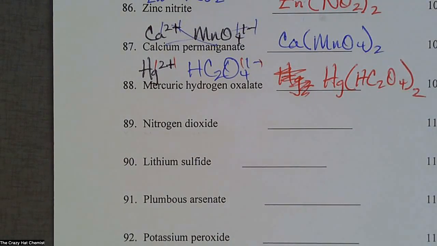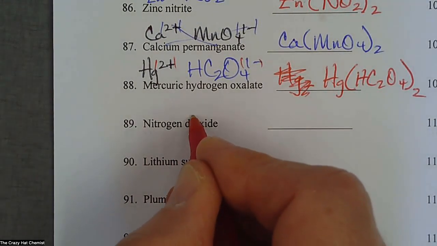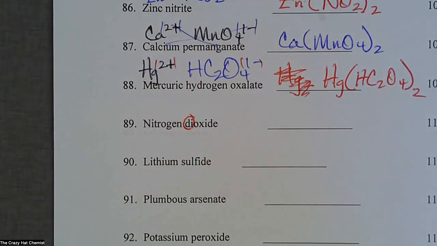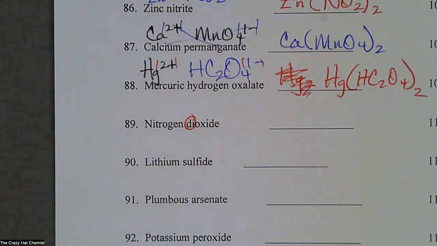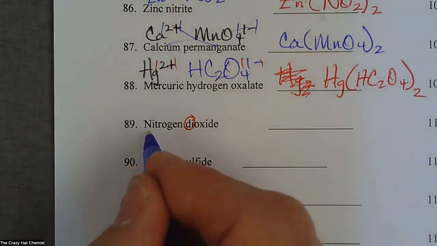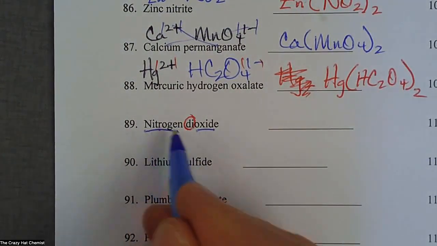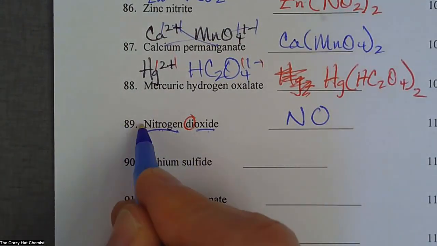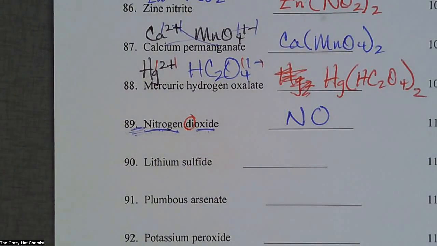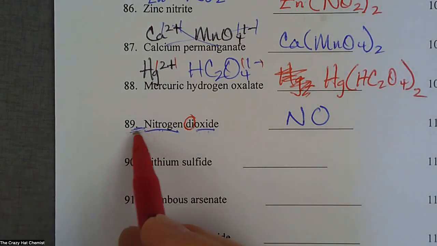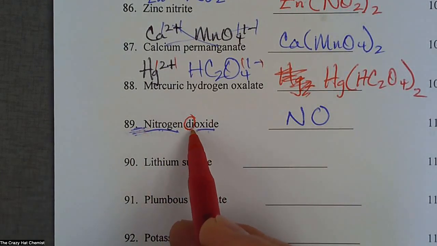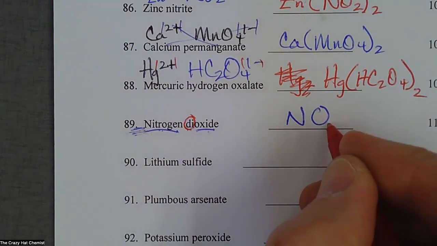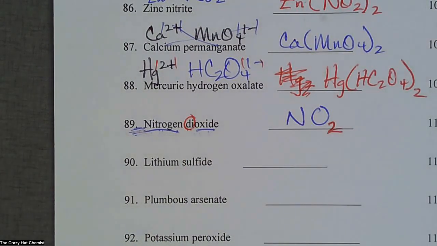All right. Then the next one is nitrogen dioxide. Notice that this has a prefix naming here. So this is going to be really easy. It's a binary nonmetal compound or binary covalent compound. So binary covalent compounds are two nonmetals. So there's nitrogen and there's oxygen. How many nitrogens? 1, because there's no prefix. How many oxygens? 2, because that prefix di means 2. So this is NO2.